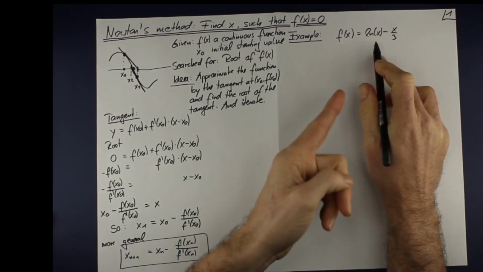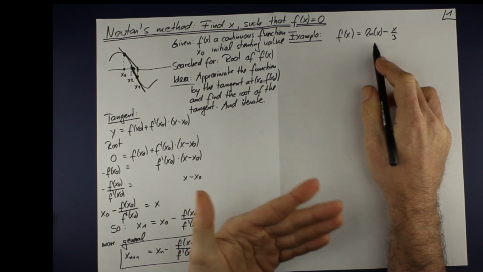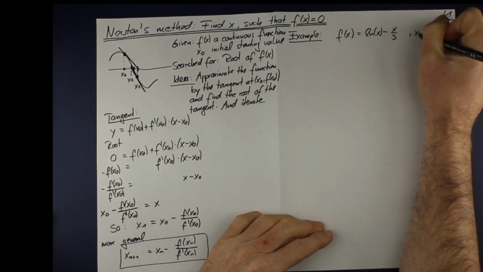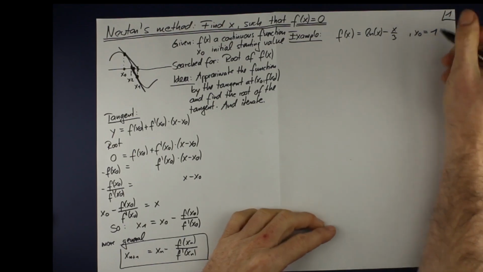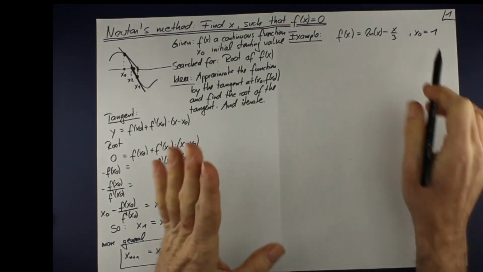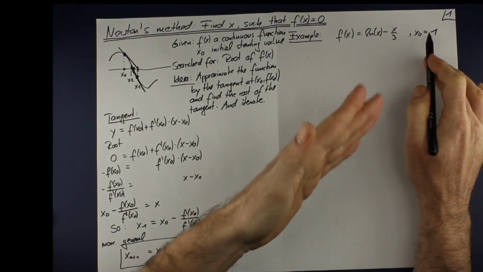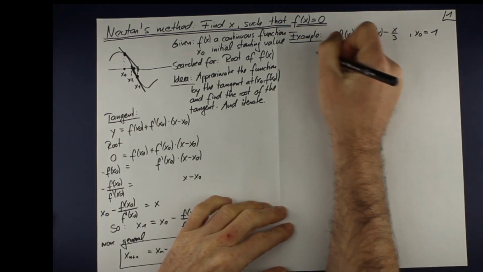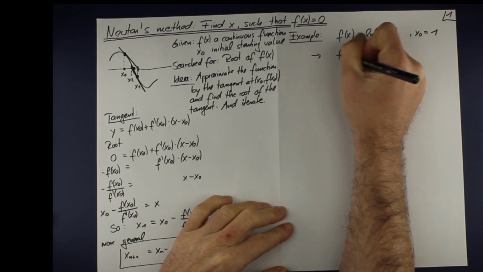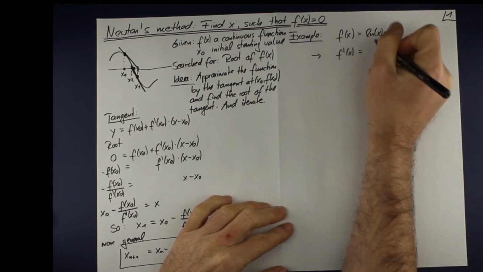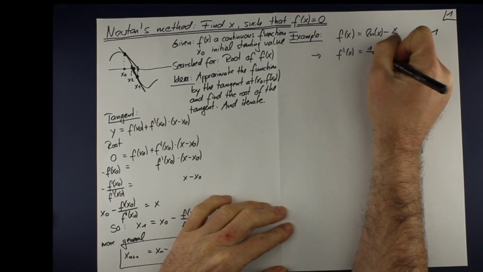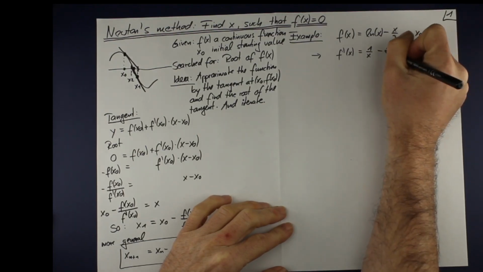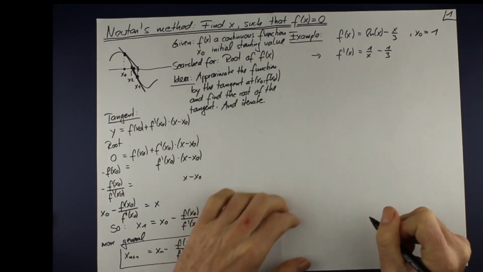Let's have an example. Let's have this function, and we need an initial value, a starting point. Let's say we know that a root is in the vicinity of 1, so we choose 1 to be that initial starting value. Then we need for the iteration the derivative: ln x gives 1 divided by x, minus a third times x, the derivative is minus a third.